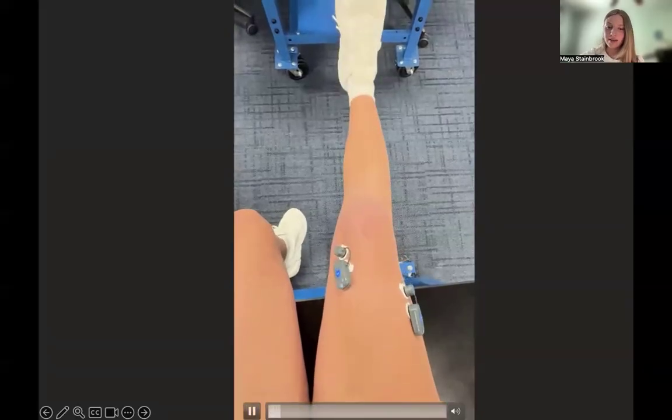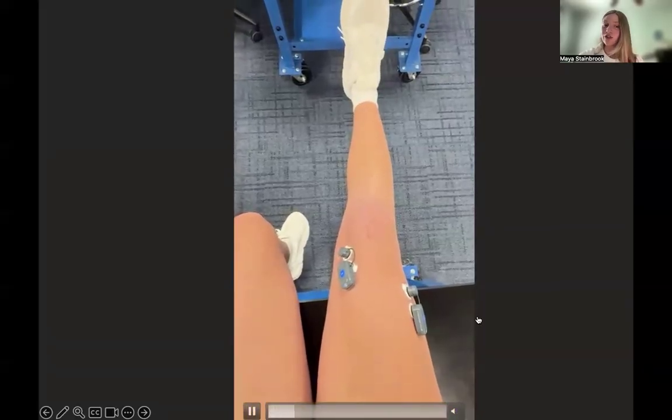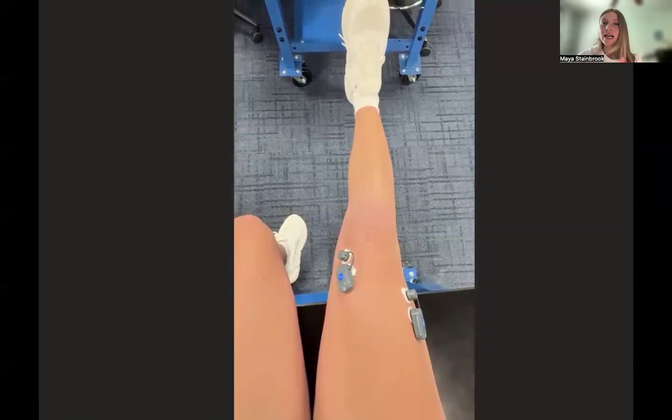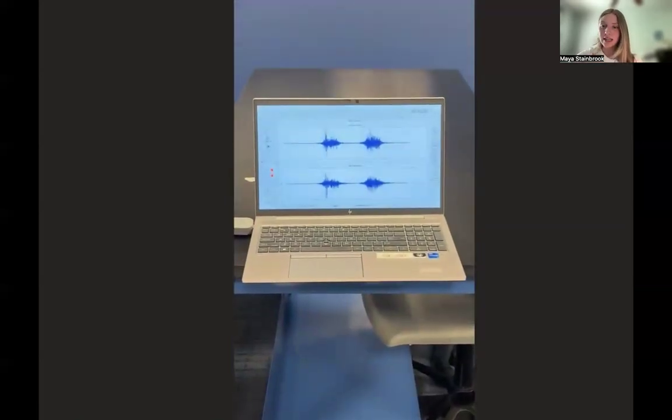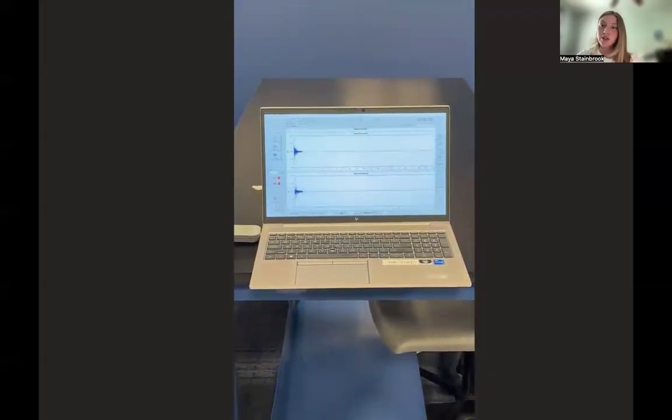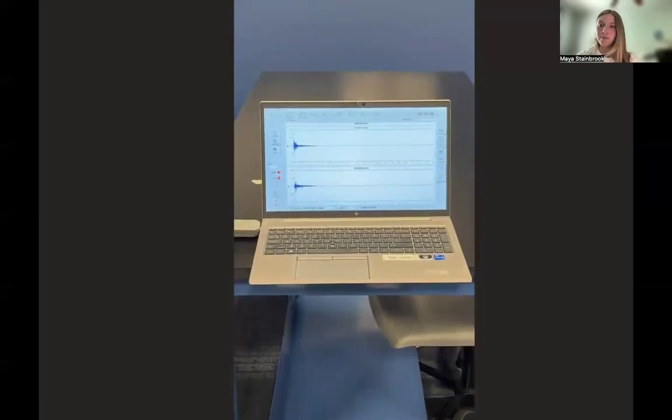All right, so in this video, you can see that I'm contracting as hard as I can for about 2 seconds and then relaxing, and then contracting as hard as I can for 2 seconds and then relaxing. And then we can see on the screen what the readout is saying. It's giving us the rate coding of what happens inside the muscle when that contraction is occurring.